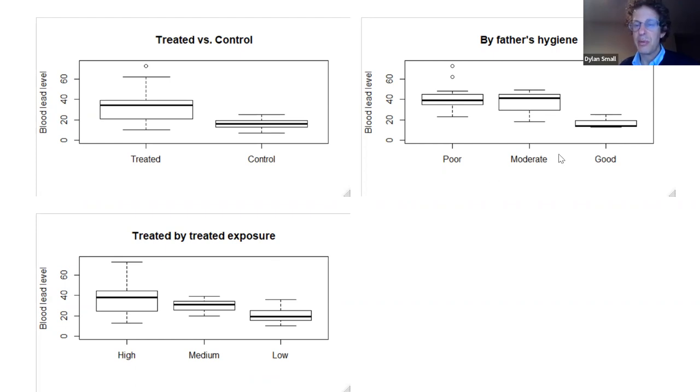Here's the comparison with a high G. So it looks like your poor and moderate seem to be about the same. Good is somewhat lower.